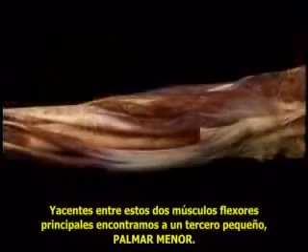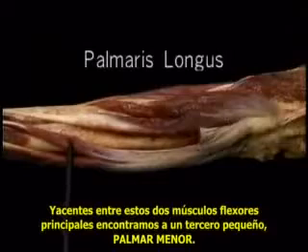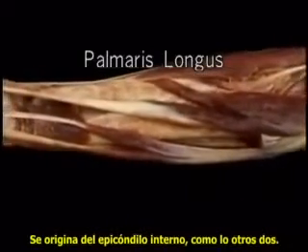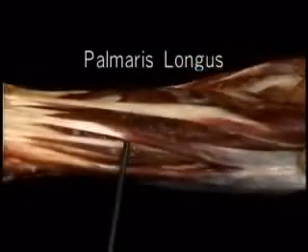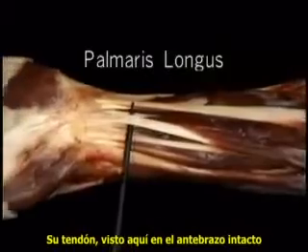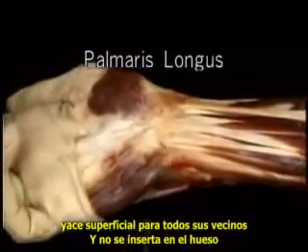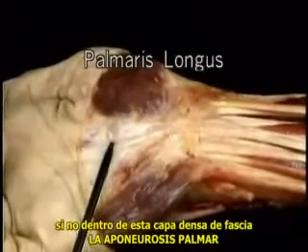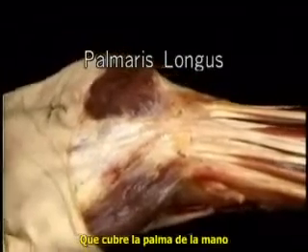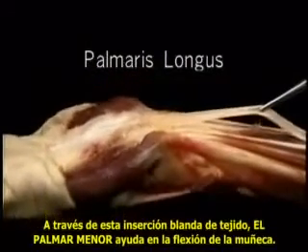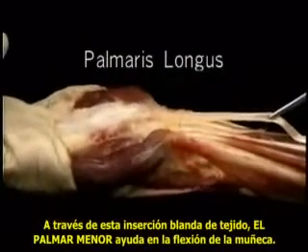Lying between these two main wrist flexors is a third small one, palmaris longus. It arises from the medial epicondyle like the other two. Its tendon, seen here in the intact forearm, lies superficial to all its neighbors and inserts not into bone, but into this dense layer of fascia, the palmar aponeurosis, which covers the palm of the hand. Through this soft tissue insertion, palmaris longus helps to flex the wrist. It's frequently absent.